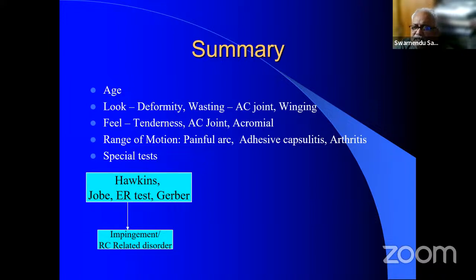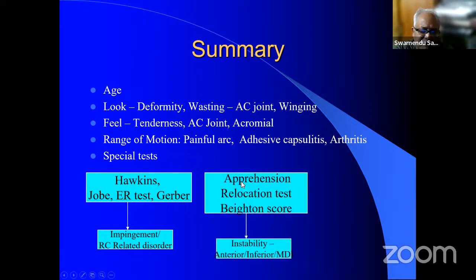But mostly from the history, when young people complain of throwing problem, throwing disability, and sudden fatigue after playing, then it might be a SLAP problem. Then you remember this: the Hawkins test, the Jobe test, the external rotation, the Garber impingement test, as I told you, the Jobe impingement, the apprehension. Remember, it has to be explained first to the patient, explain it and do it on the normal side, then come to the pathological side for your exam purpose.